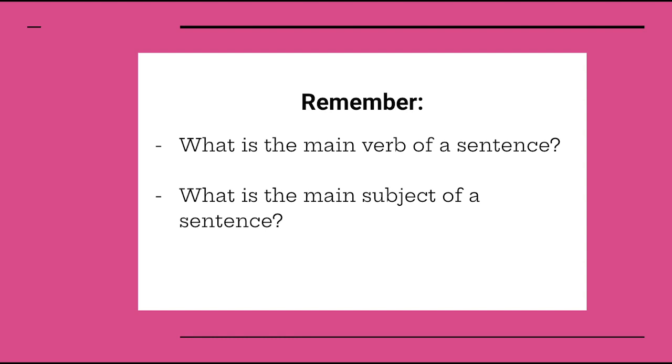Okay, that is a lot of information, but what are the main things you should remember? Well, what is the main verb of a sentence? That's the action. What happens? It's not every word that looks like a verb. What is the subject? That is the person or thing that does the verb. If you can remember that, you have a good start in recognizing subjects and verbs.